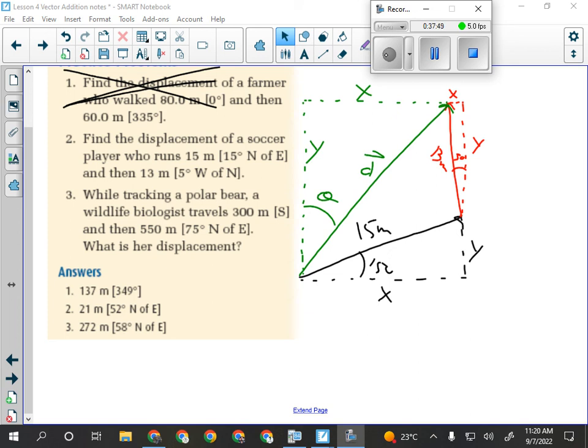So how many people have all the X's and all the Y's? All right, I'll give you a little more time on that. That's time consuming, that part. It's a lot of typing.